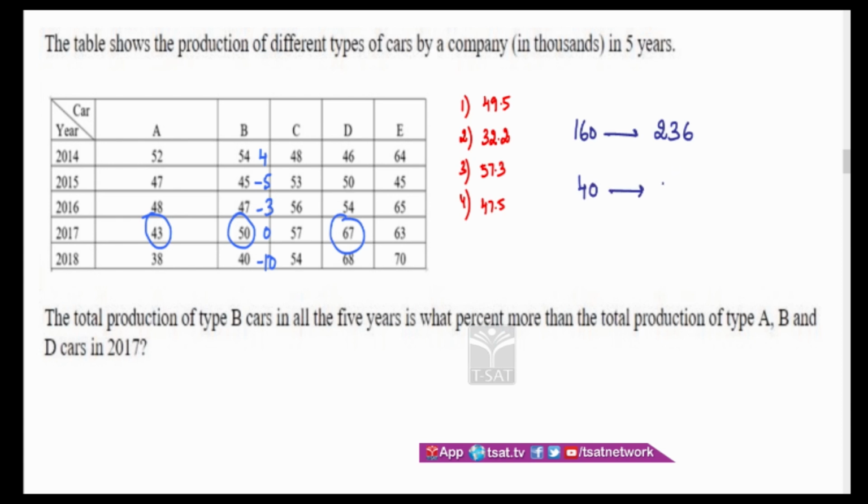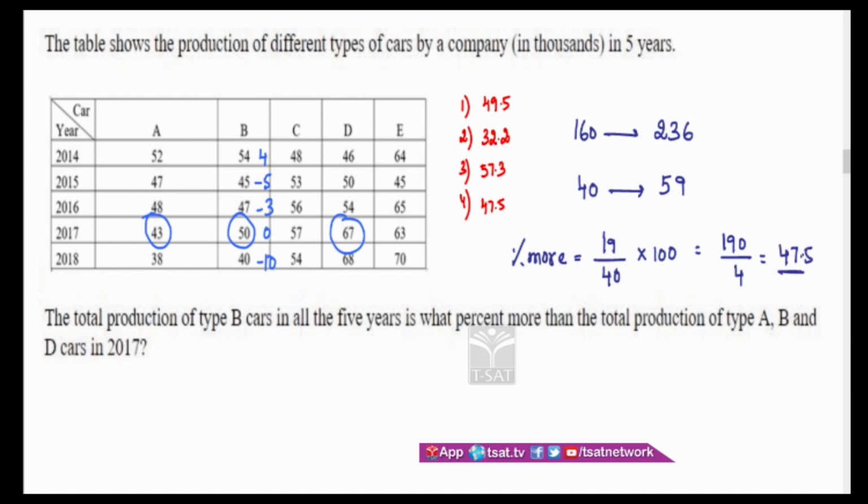See, 4 5s are, 4 9s are. Therefore, percentage increase or percentage more. How much more is it? 19 more upon 40 into 100. You can say 190 by 4, that is 47.5.